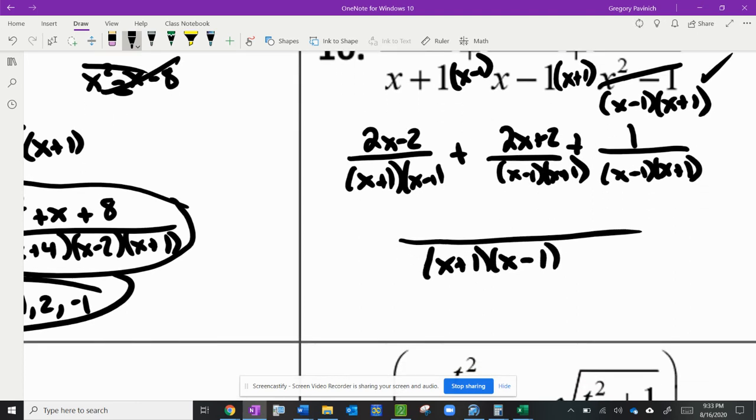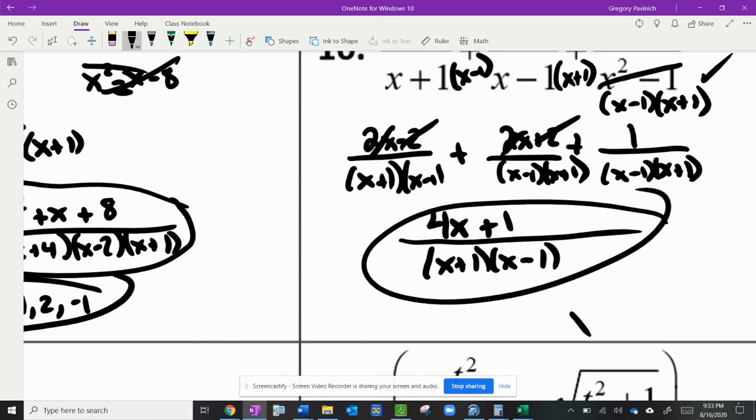I'm going to combine my like terms and write it under all of this. That's what we got. We got 4x, 2 is reduced to 0 plus 1. And x equal.